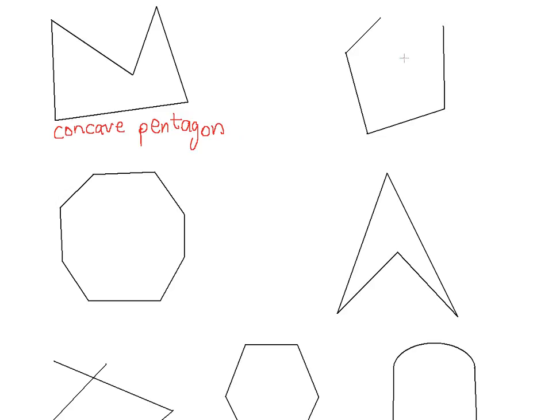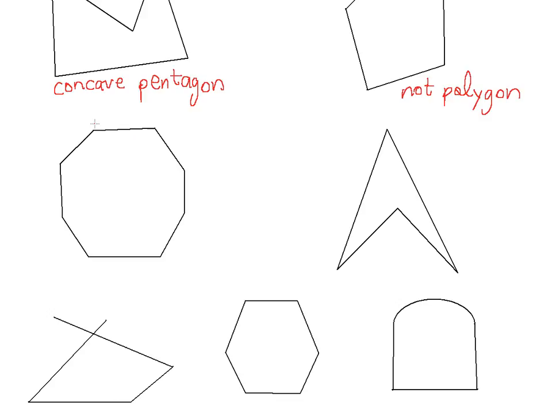Let's take a look at this one. This one is not a polygon. While it's comprised of line segments that connect at the endpoints, it's not a closed figure. It has an open end right here. So this is actually not a polygon. All right, let's take a look at this one.